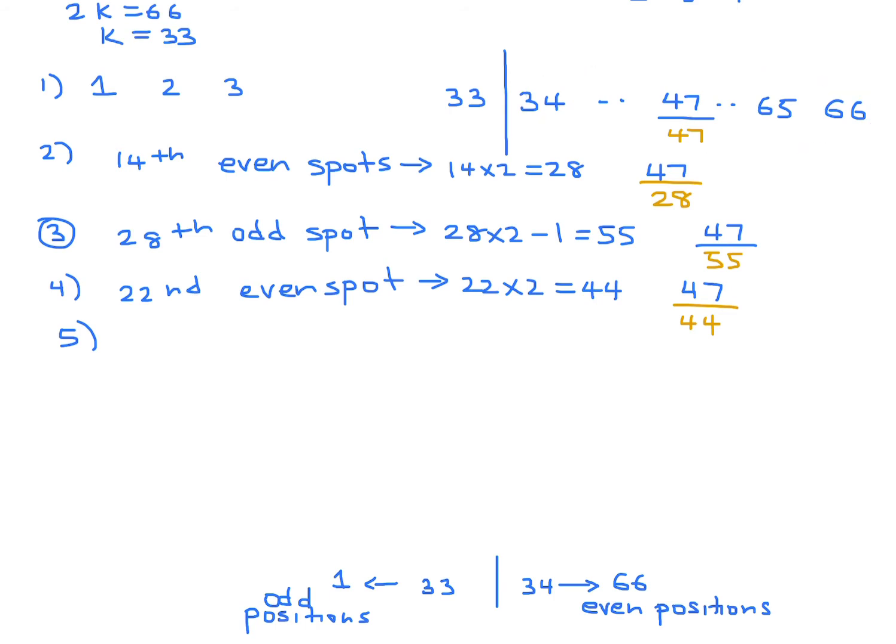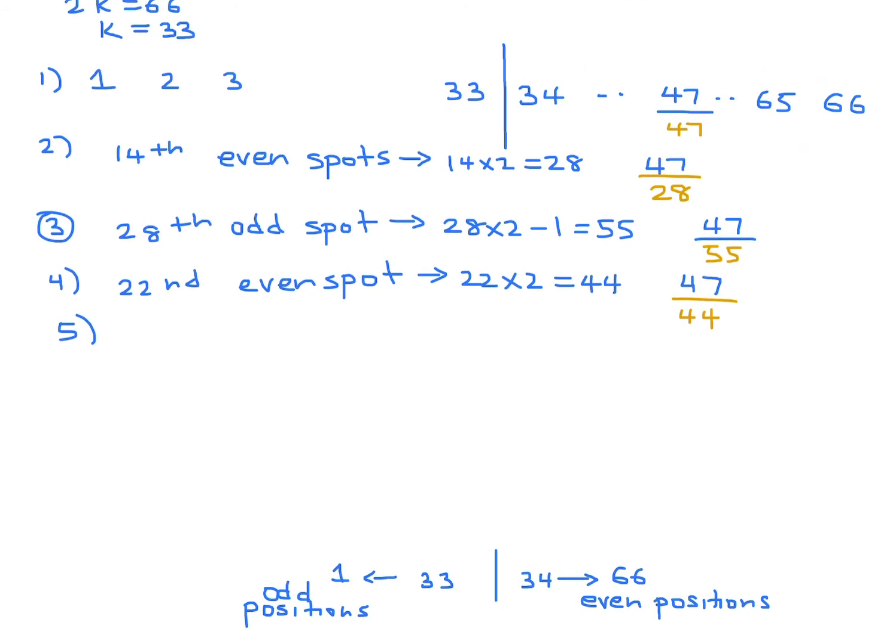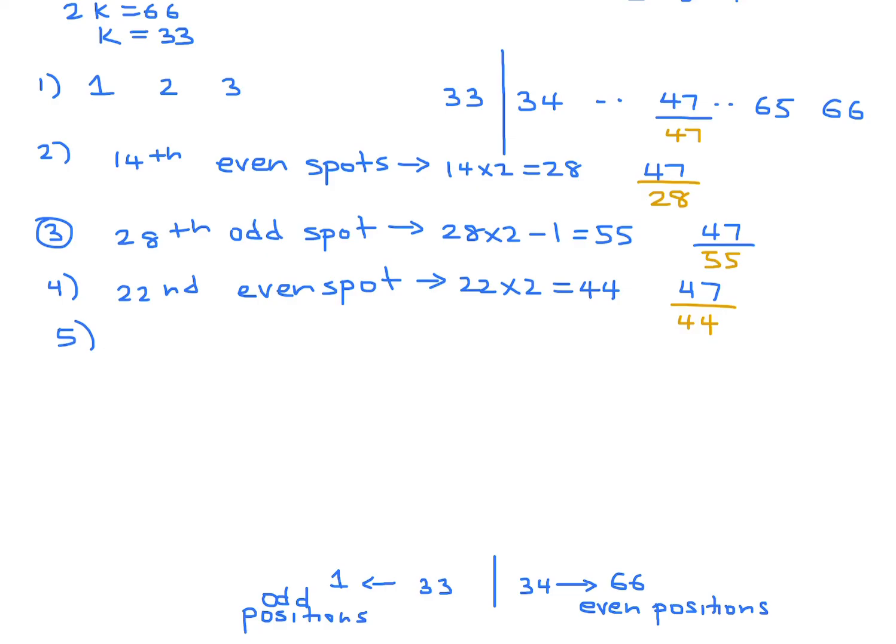Now, next round, it's in odd position number 44. So again, we've got to count. Position 44, if you count from 34, is the 11th spot. And because it's on that side, it will go into an even spot. So the 11th even spot is where it now goes. And that is 11 times 2, which is the 22nd spot. So now 47 is sitting in spot number 22.